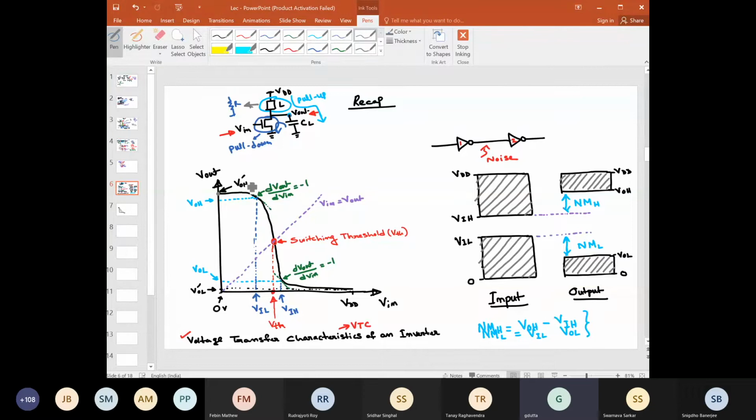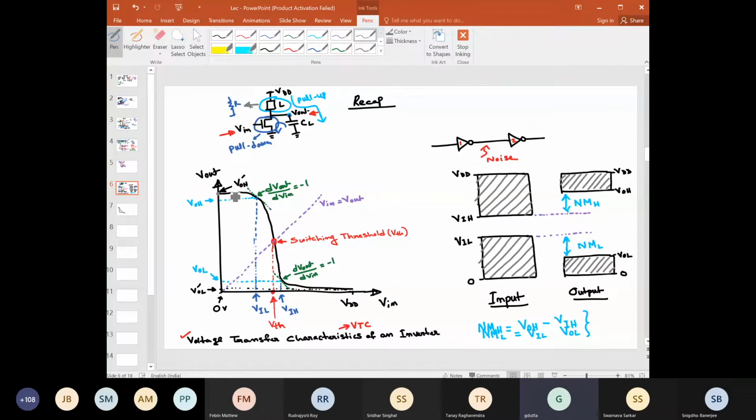And in some cases, maybe in your book also, it has been written as VDD, but that is not the general case. What do I mean by not the general case? It means in some configurations this maximum voltage might not be equal to VDD. So in that case it is better to write it using a more general notation. So it is VOH dash, right? And this is the maximum output voltage.